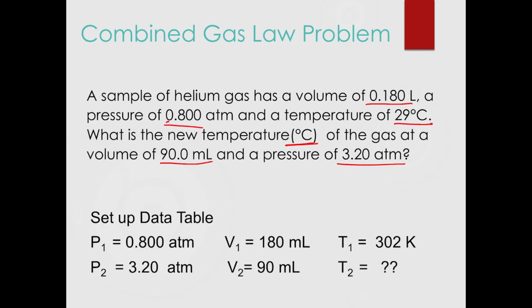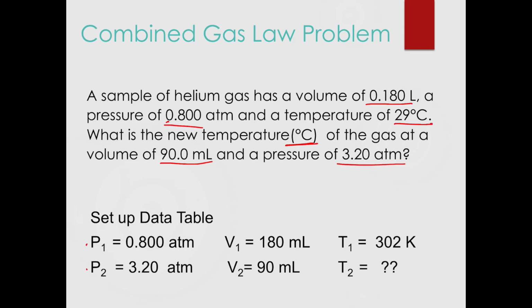Okay, so the first thing that I would do is go through and figure out all of your information. That is how I always start these word problems, is figure out the information that's contained in them. So we have our initial pressure of 0.8 atmospheres and our final pressure of 3.2 atmospheres. For the volumes, I put them in milliliters here. It doesn't matter as long as they are the same. You can do them in milliliters or in liters, but just make sure you're being consistent.